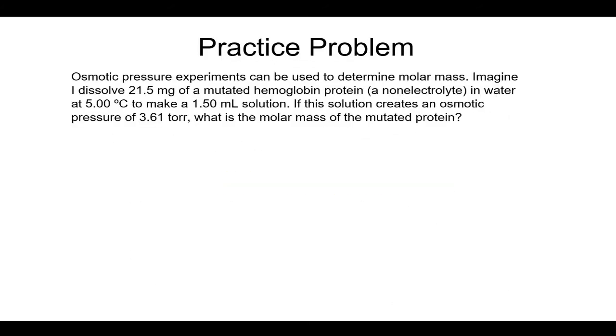Osmotic pressure experiments can be used to determine molar mass. So maybe we take 21.5 milligrams of a mutated hemoglobin protein. It's a non-electrolyte. We put it in water at 5 degrees Celsius. We have a total 1.50 milliliter solution, and an osmotic pressure of 3.61 torr is formed. What is the molar mass of this mutated protein? Okay, it's not hemoglobin usually, but it's now mutated. And what is the molar mass of it? Feel free to pause the video here and work it out yourself. I'm going to proceed and solve it now.